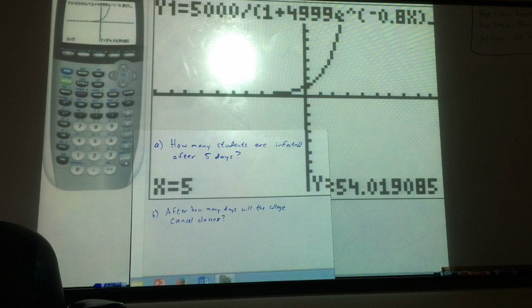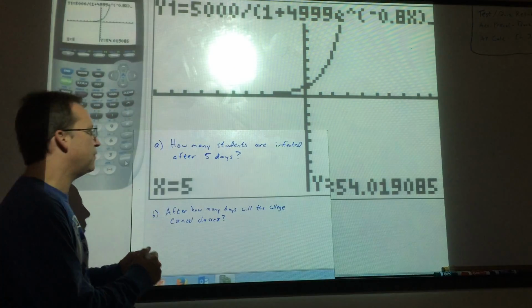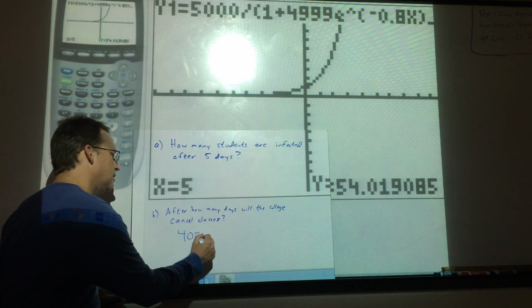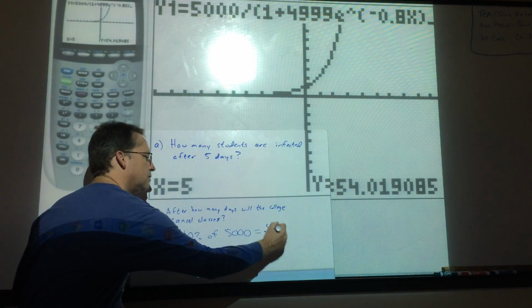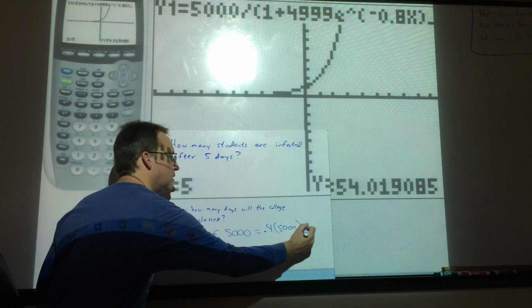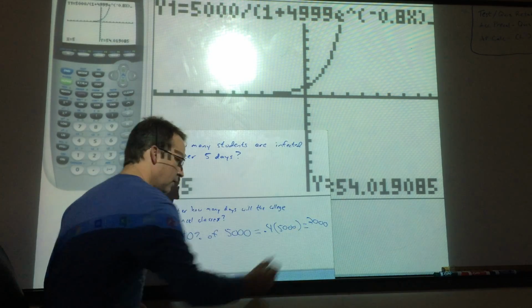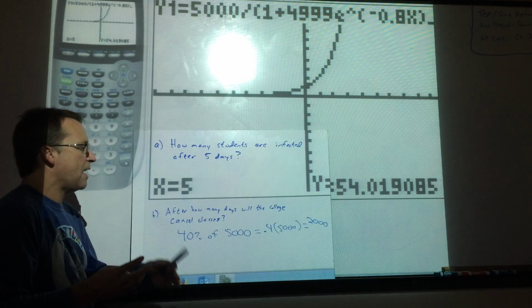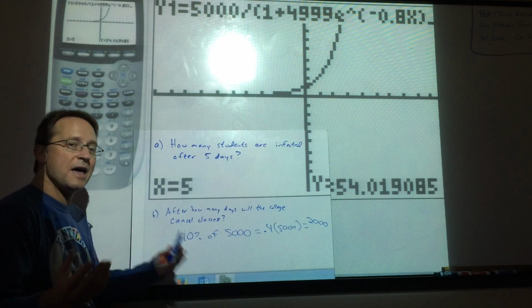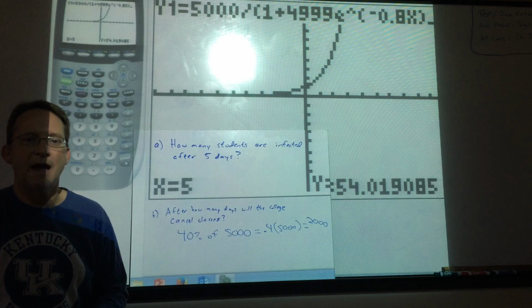Then part B says, after how many days will the college cancel classes? Well, it says we're going to cancel classes if we get 40% or more of the students that are infected. So we have to figure out 40% of the 5,000 students. So 0.4 times 5,000 is going to give you 2,000. So we need to figure out in this function what value of t will make the value of y, the total number of students, greater than 2,000.